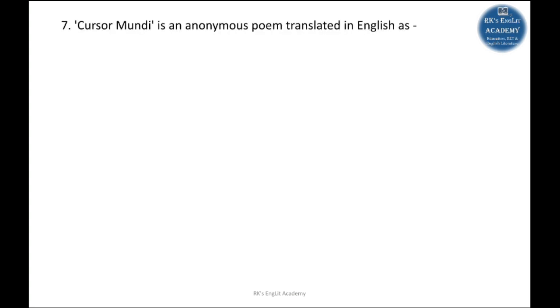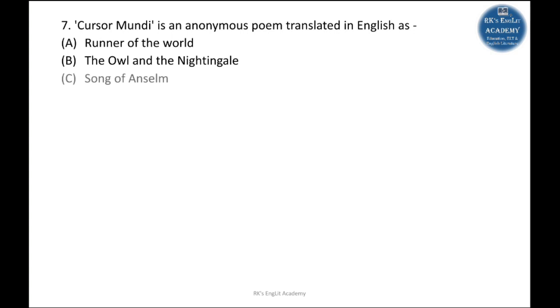Next question, Cursa Mundi is an anonymous poem translated in English as: A. Runner of the World, B. The Owl and the Nightingale, C. Song of Anselm, or D. Ruler of the World. The right answer is A. Runner of the World.